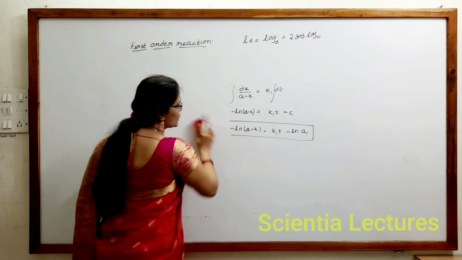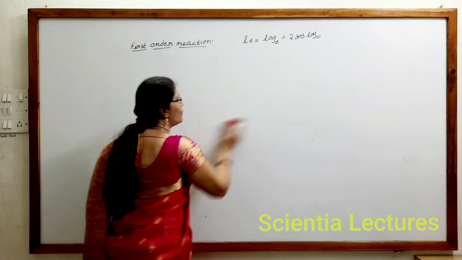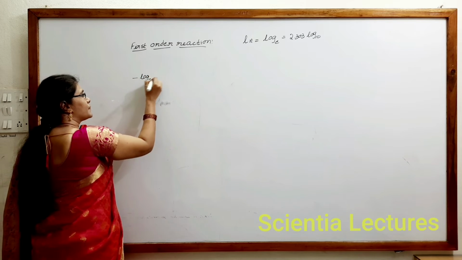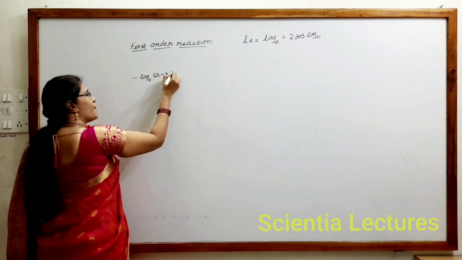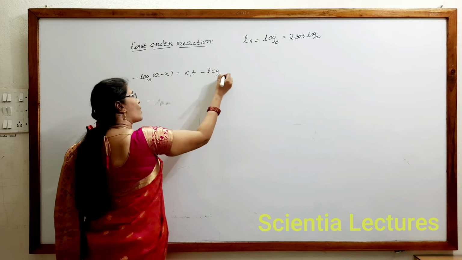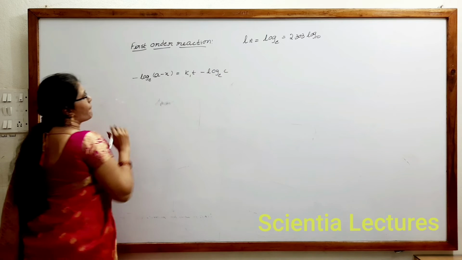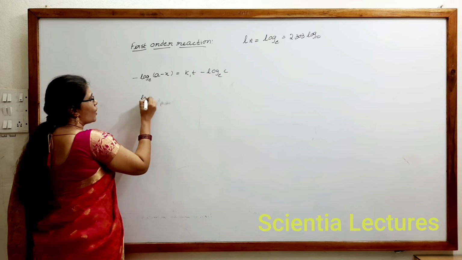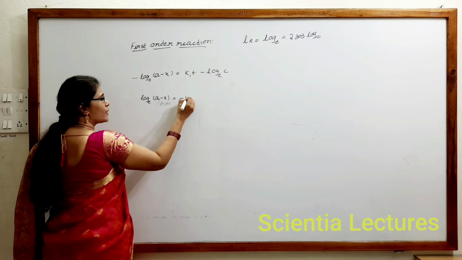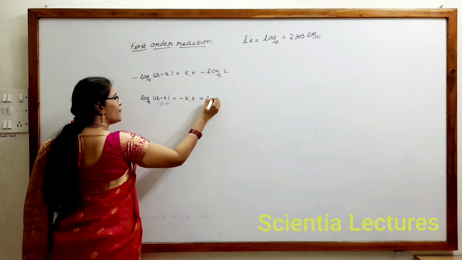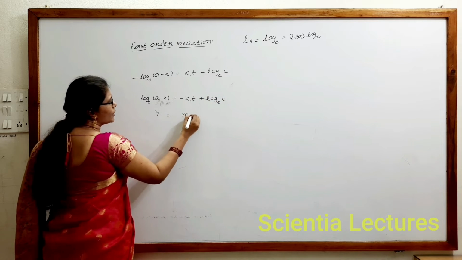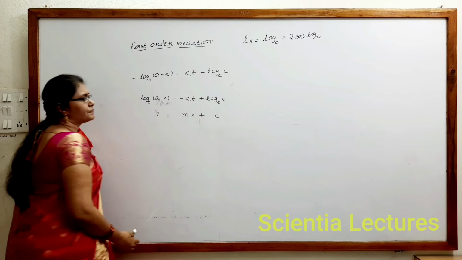Now, what is the rate equation of first order reaction we have got? Minus log base e (a minus x) must be equal to k1t minus log base e c. Taking minus on both sides, what will we get? Log base e (a minus x) must be equal to minus k1t plus log base e c. This is in the form of y equal to mx plus c.